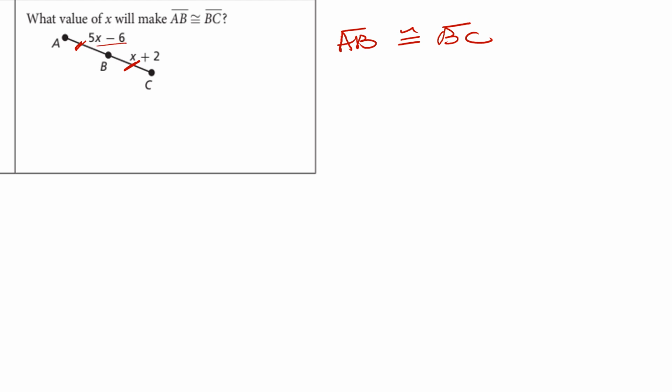So what is AB? It is 5x minus 6. Equal. What is BC? It is x plus 2. Now you have to solve. How? First of all, bring all the variables on one side. So this x will go on this side.